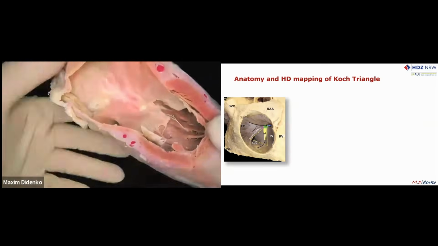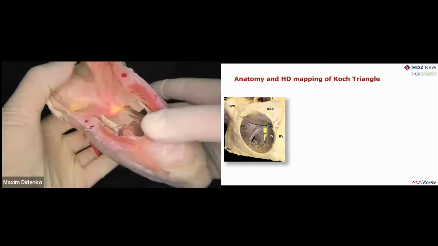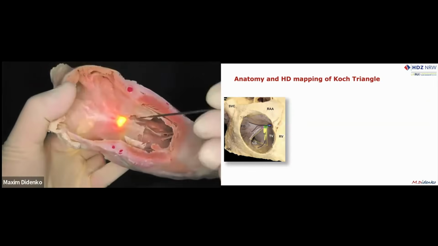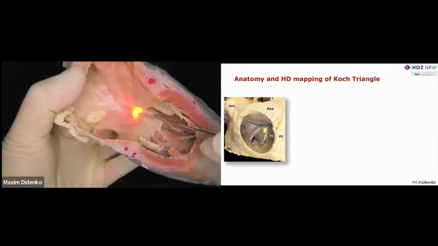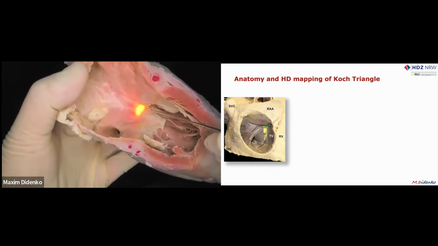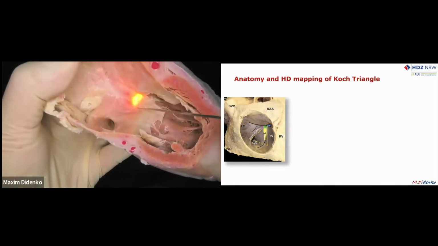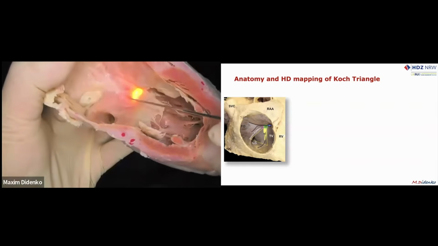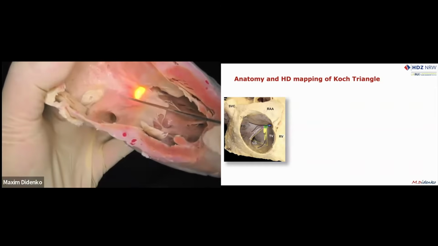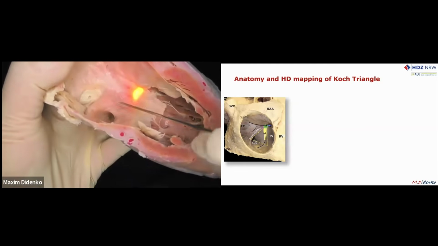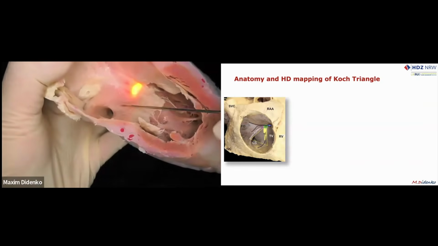And in order to better understand this anatomy, I can transilluminate this structure here, which is the membranous septum, where the His bundle is located. And just below the His bundle, the compact part of the AV node is located. Here, along the tendon of Todaro, close to the anterior limb of the fossa ovalis, is the area with the fast pathways, and here the area with the slow pathways.